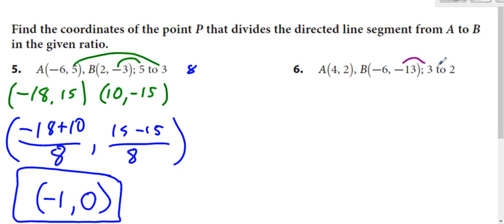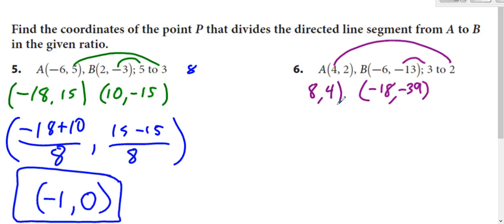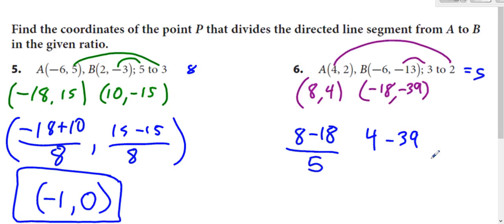Same question, basically. Distribute the 3 to this point, from negative 18, negative 39. And you're going to multiply the 2 to point A, so you get 8 and 4. We have 8 minus 18 divided by 3 plus 2, which is 5. And divide by 5. And then 4 minus 39 divided by 5.